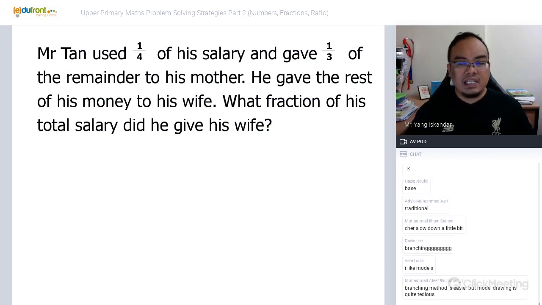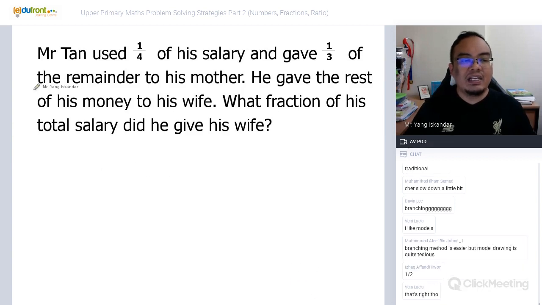All right. Now let's take a look at this question. Let's read together. Mr. Tan used 1/4 of his salary and gave 1/3 of the remainder to his mother. Take note here, 1/3 of the remainder. And he gave the rest of his money to his wife. What fraction of his total salary did he give to his wife?